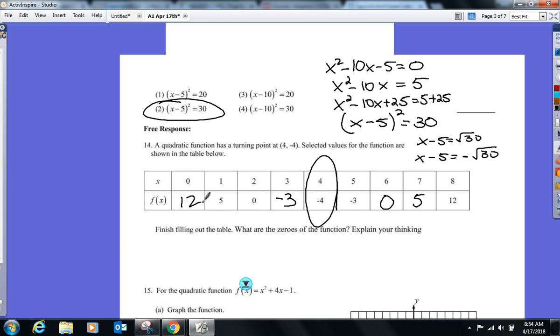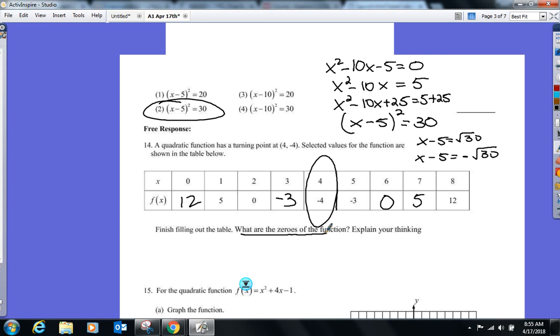Nice job. Now we have a second question, which is, what are the zeros? What are the solutions? Where does it cross the x-axis? That's what I'm looking for here. Look at your table right now. Where are the zeros of the functions? Where it crosses the x-axis, the x-intercepts, the solutions.